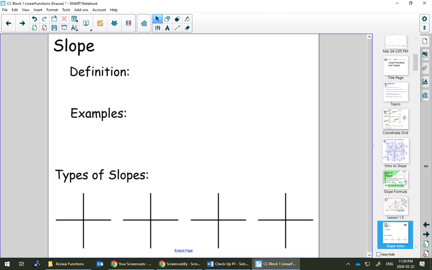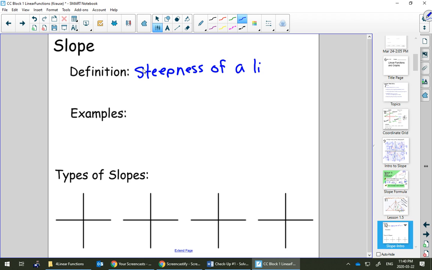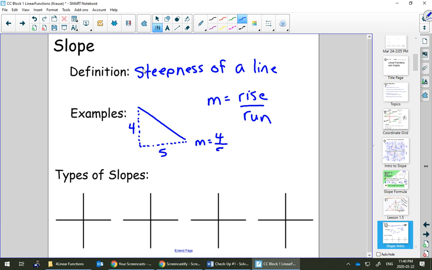So let's get into some definitions here. So slope, again, is the measure of the steepness of a line. And the slope, the general formula, is rise over run. So an example that we might have, I've got a line here, and my rise is 4, my run is 5, and so my slope would be 4 over 5.